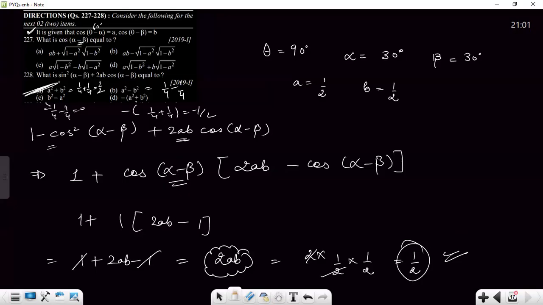Is that clear? Any questions? No, sir. Okay, then let's move on. Why didn't we solve with this method only? Because this would become very tedious and strenuous for us if we go by this method.